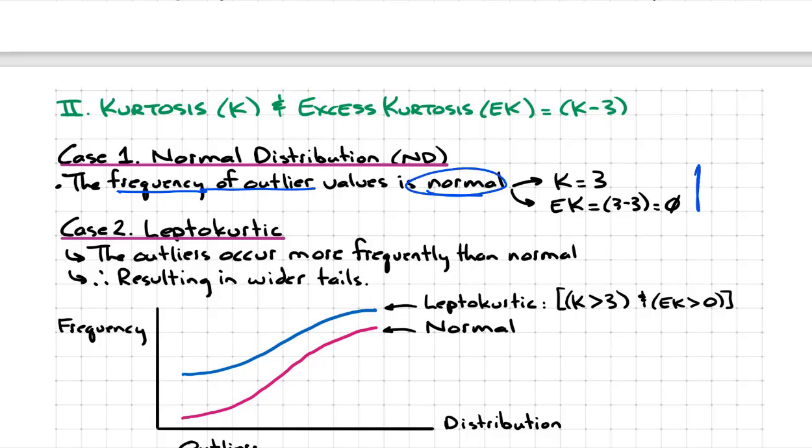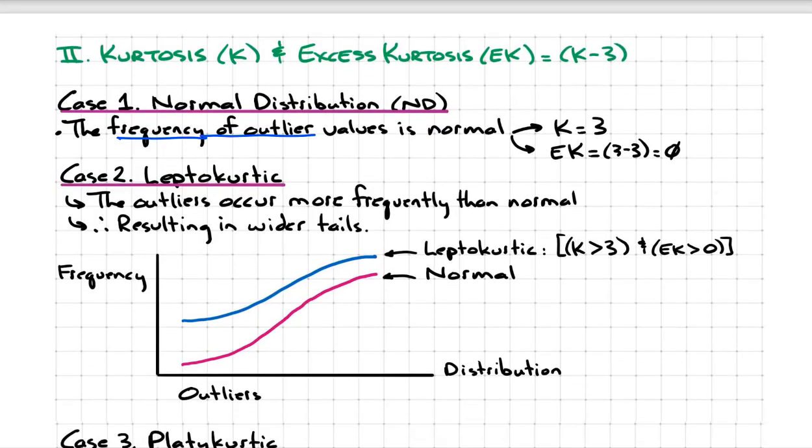And so this is our benchmark. This is our base case. And if the distribution is normal, meaning that the frequency of the outliers is just normal, kurtosis would be 3. And since excess kurtosis is just kurtosis minus 3, 3 minus 3 is equal to 0. So that's our base case. And again, I remind you, kurtosis refers to frequency, which really translates into tail width.